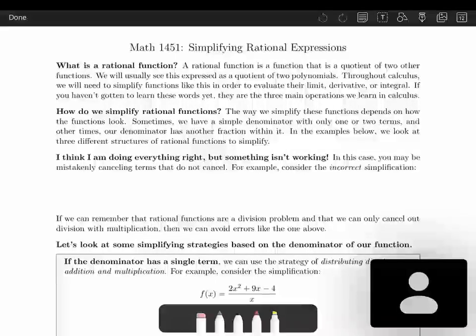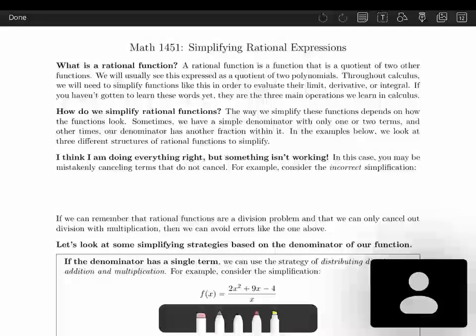Hi everyone. In this video, we will be discussing rational functions for Math 1451 at Texas Tech University, which is Calculus 1. So rational functions are not something that we learn in calculus. They're something that we learn in algebra, but a lot of students struggle to know how to work with rational functions in order to be able to take the limits, derivatives, and integrals that we will do in this class.